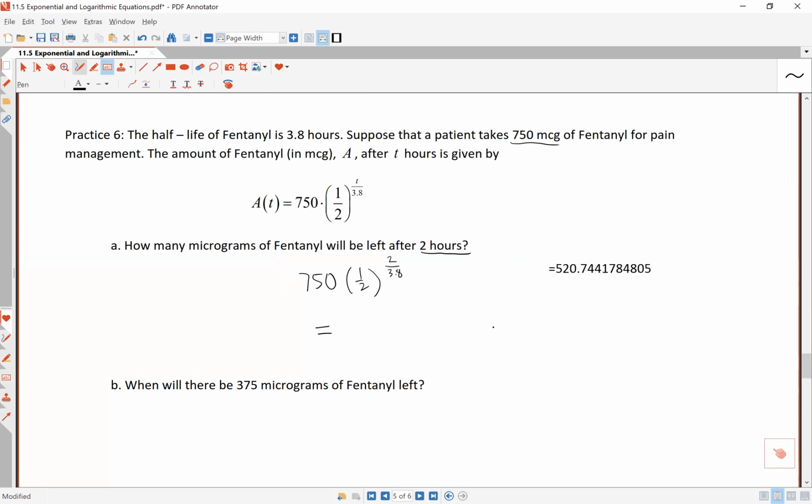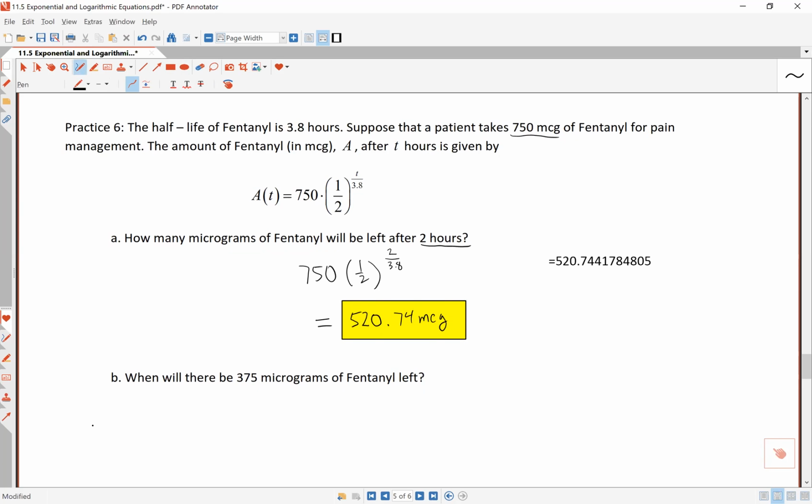Well, that was a little bit off, but we have 520.74 micrograms of fentanyl still in the system after 2 hours. And when will there be 375 micrograms of fentanyl left?